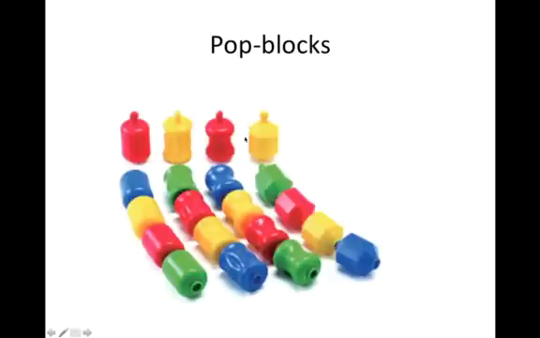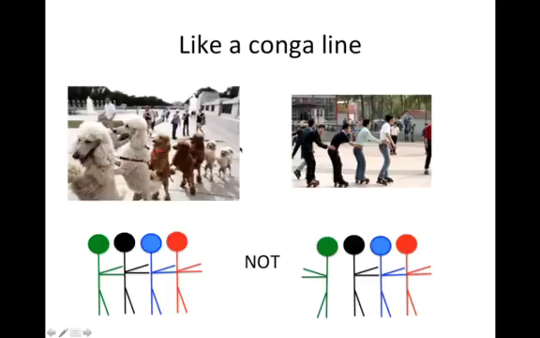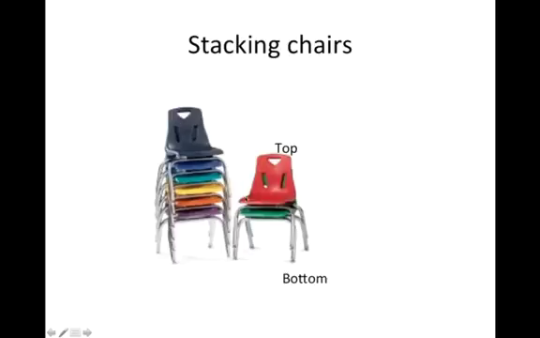Another toy is actually very similar to Legos. These are pop blocks. You can see they have a hole here and then they have a peg, and again here's the hole and the peg sticks into the hole, peg sticks into the hole to make a chain. Another thing we could think about would be like a conga line, right? If everyone's standing in a line together, holding onto the person in front of them, they're all standing in the same direction. Everybody's front is facing the same direction, everybody's back is facing the same direction, not this green person in the opposite direction. And another would be like stacking chairs. When you stack chairs, of course, you stack the bottom of one on the top of the other, not the bottom on the bottom or the top on the top.